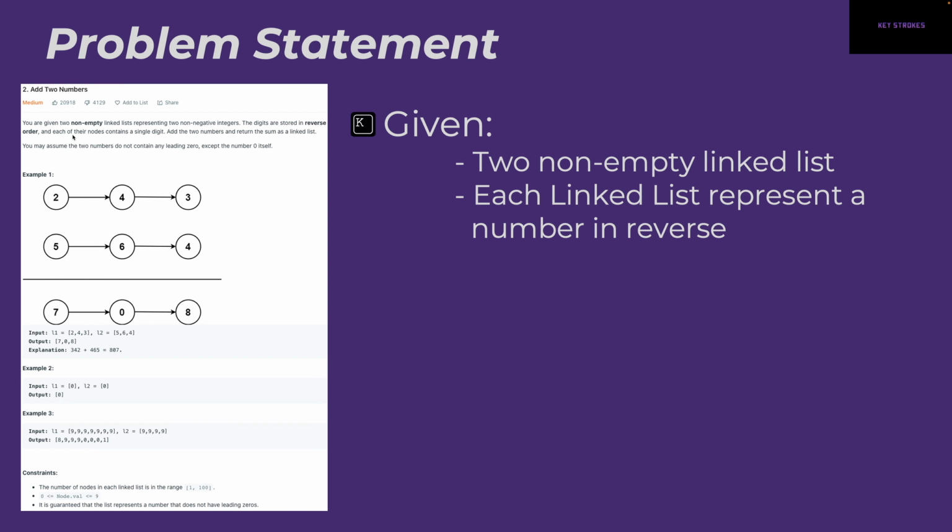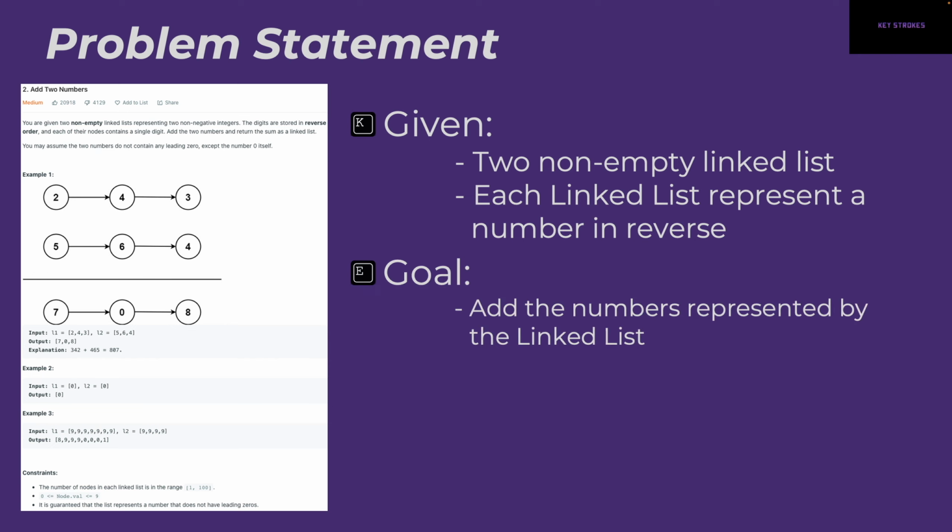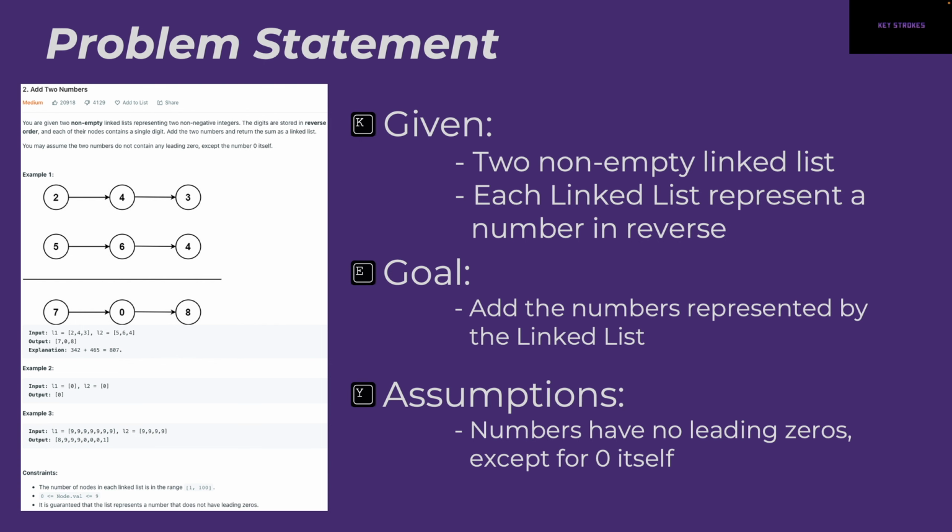It says that we are given two non-empty linked lists and they represent two non-negative numbers. The digits are stored in reverse order and each of the nodes will contain a single digit. And our goal is to add these two numbers and then return a new linked list which will represent the sum of these two numbers. And there are some assumptions, like the numbers do not contain any leading zeros, except if the number is 0 itself.